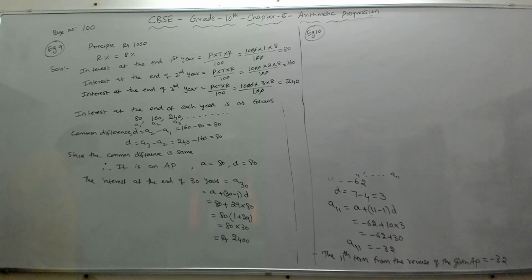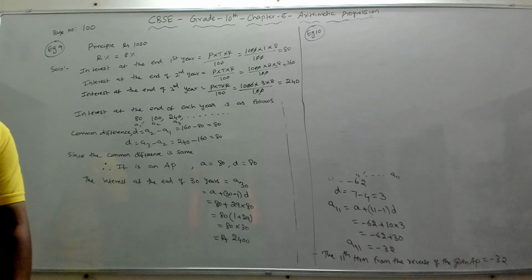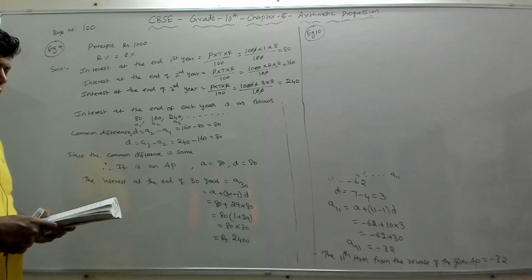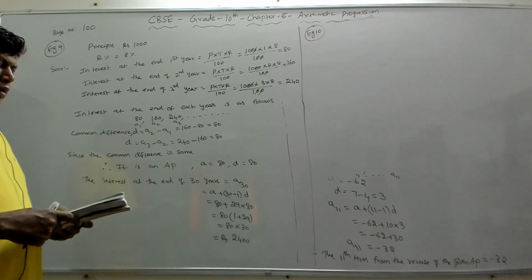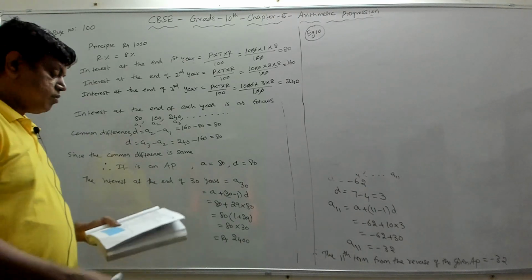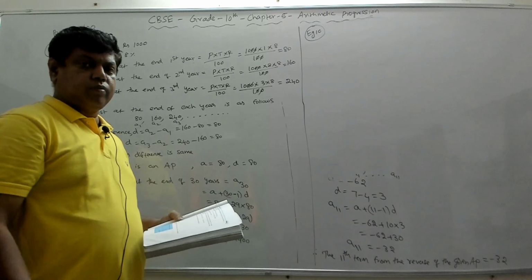It says in a flower bed, there are 23 rose plants in the first row, 21 in the second row, 19 in the third row, and so on. There are 5 rose plants in the last row. How many rows are there in the flower bed? So there is a flower bed. In this, 23 rose plants are there in the first row.